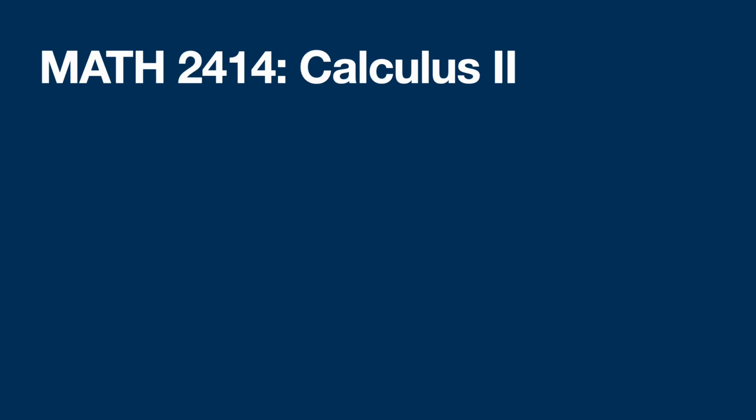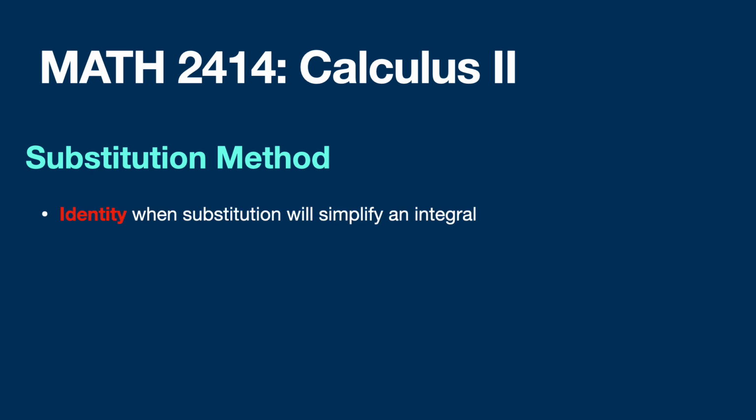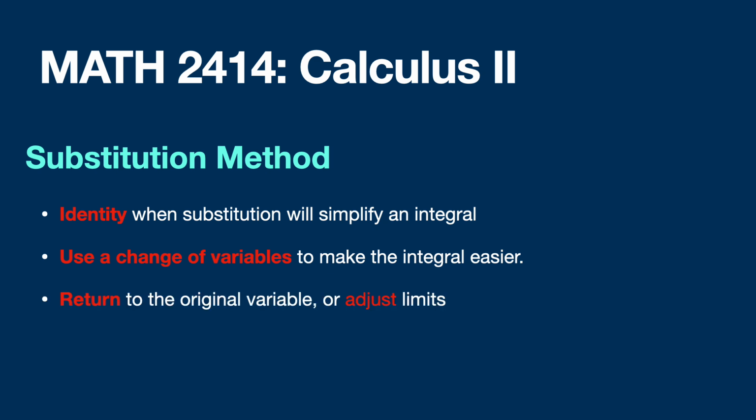Plus 2 cross. First integral technique is the substitution method. What are you going to do with the substitution method? First, identify when the substitution method will simplify the integration. That's very important. You have to identify when the substitution method works. Second, use a change of variable to make integrals easier. That's why we're using the substitution method. Third, return to the original variable or adjust the upper limit and lower limit. Let's get started with the substitution method.